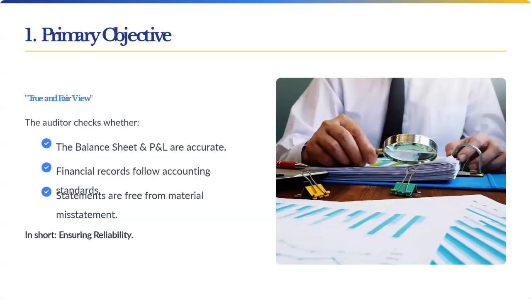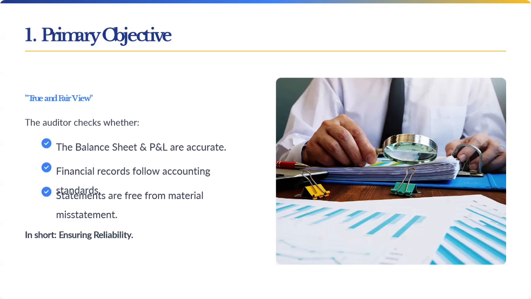So, when I say primary objective, the auditor checks whether the balance sheet and P&L are accurate. As I said, we have to check out the balance sheet and P&L, whether the data shown to us is correct or not, and whether the financial records follow accounting standards. Meaning, all the accounting standards must be followed by all organizations. And if it is found to be fraud, they will have to pay a penalty.